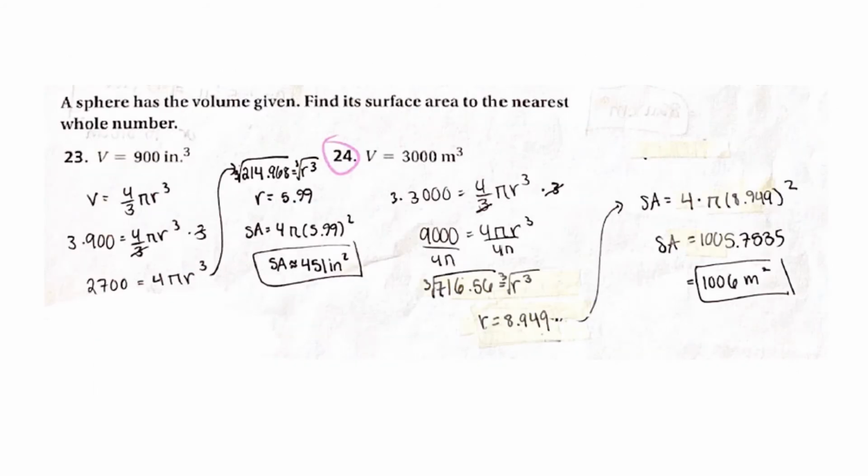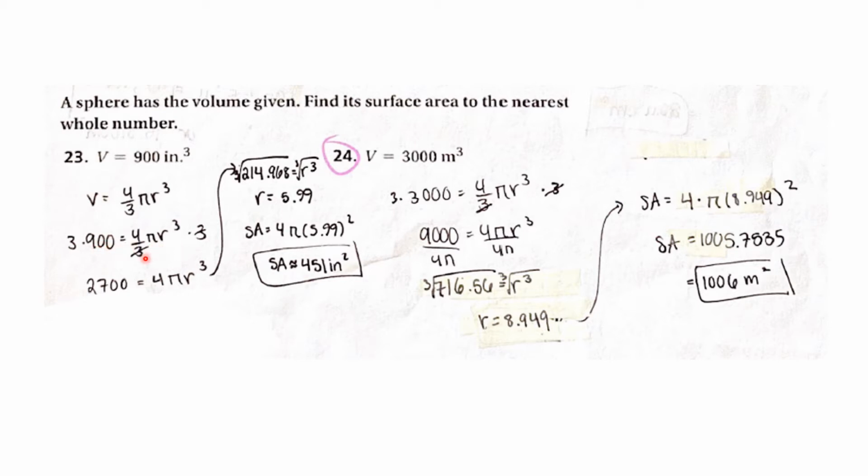On 23, they tell us that the sphere has a given volume, and these ones are a little bit tricky, so if you got these, good on you. If not, go ahead and listen up. We want to find its surface area to the nearest whole number. So in 23, they give us a volume of 900 inches cubed. I know that my volume formula is 4/3 pi r cubed. So I'm going to replace what I know. I know that my volume is 900 inches cubed. And that's actually all I know at this point.